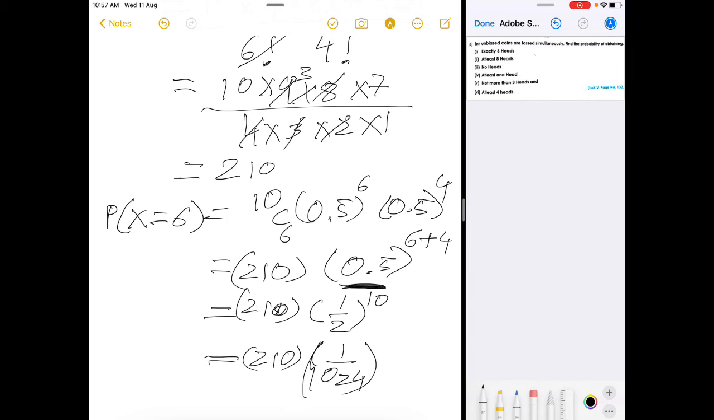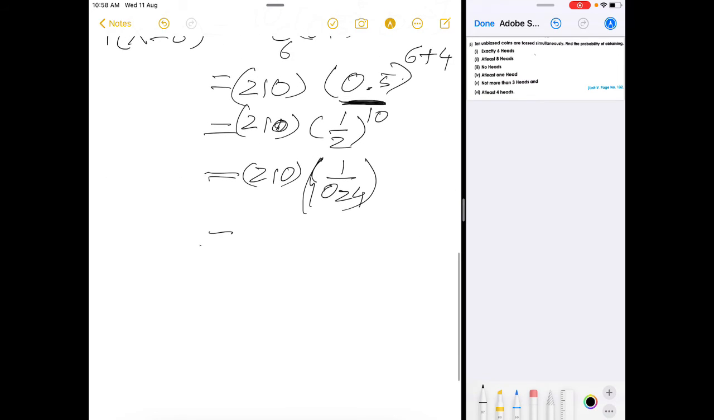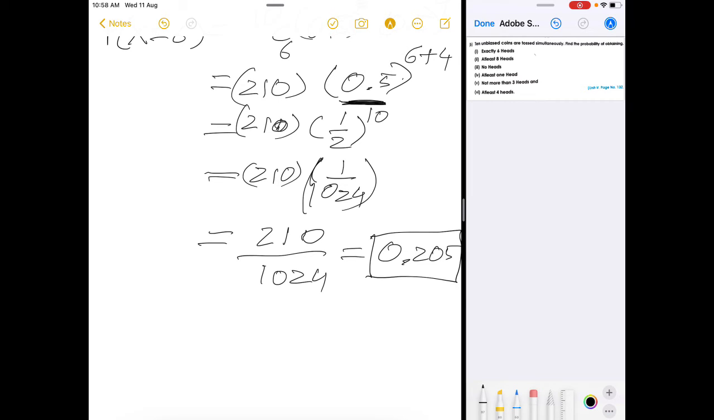Okay, or you could have calculated this separately, half to the power 6, half to the power 4. You could have multiplied that also, that is fine. Either way you can do it. Now 210 divided by 1024, when you calculate you get 0.205. So this is the probability of getting 6 heads.